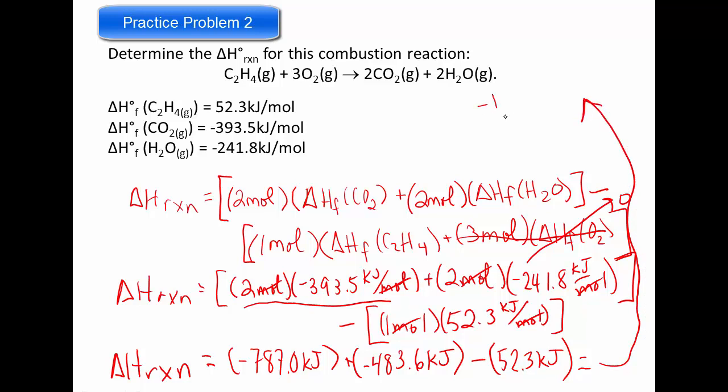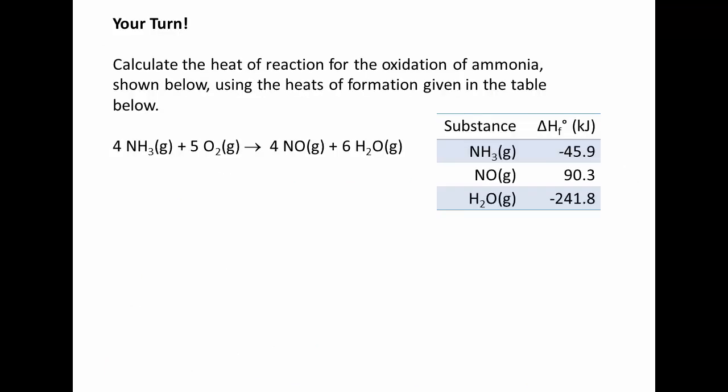You should get negative 1,322.9 kilojoules. That's why there are 5 significant figures, because each of these goes to the tens place, and when you add, you need to stack them up vertically and go to the smallest place. So we go to the tens place.